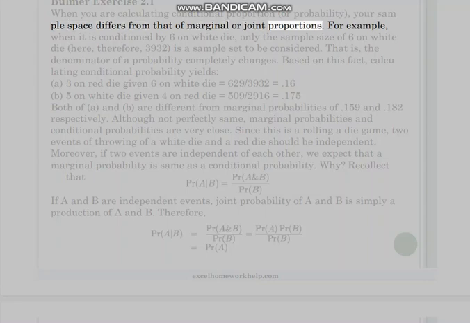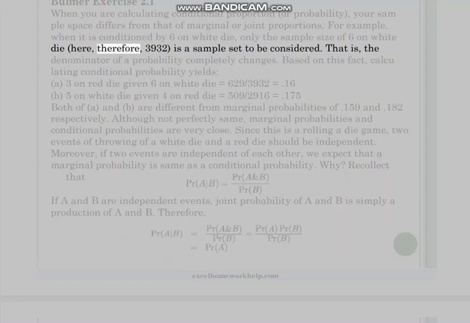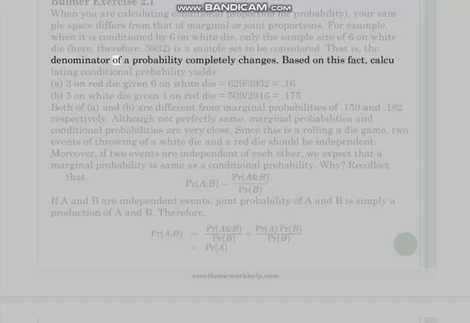Bulmer exercise 2.1. When you are calculating conditional proportion, or probability, your sample space differs from that of marginal or joint proportions. For example, when it is conditioned on 6 on the white die, only the sample size of 6 on the white die, here, therefore, 3932, is the sample set to be considered. That is, the denominator of the probability completely changes.